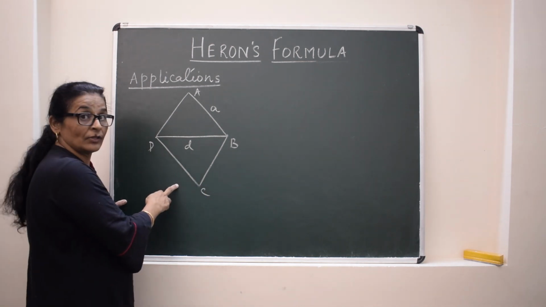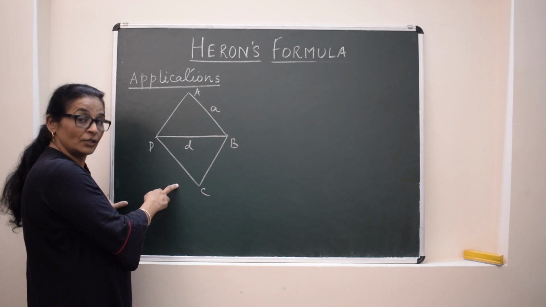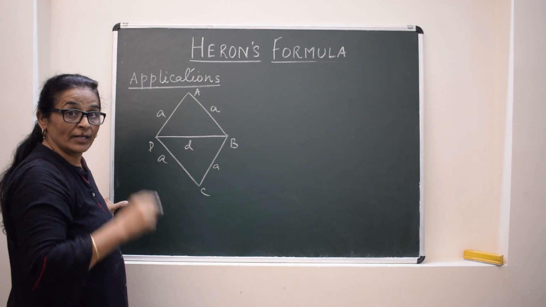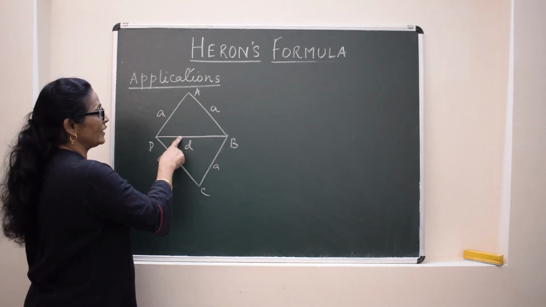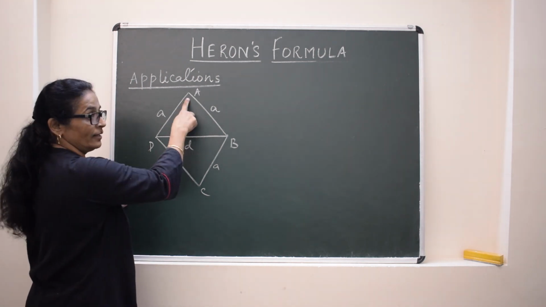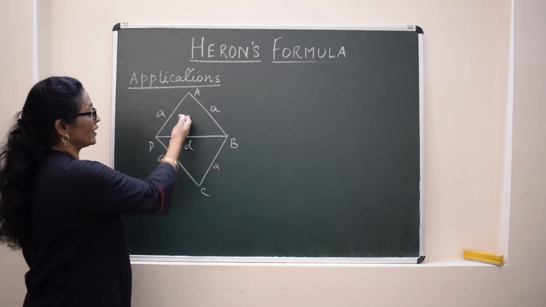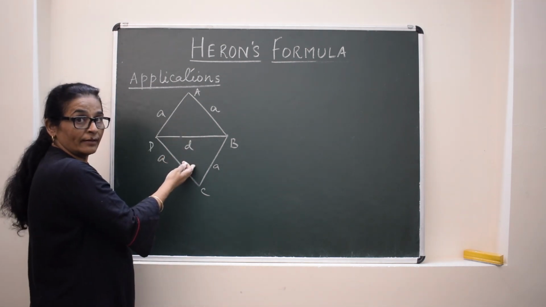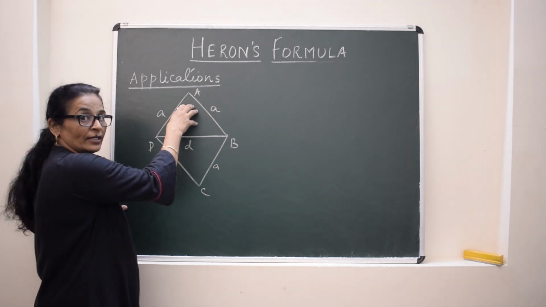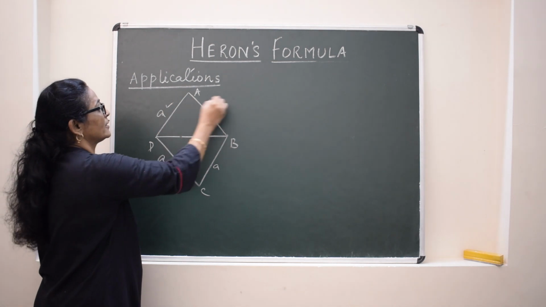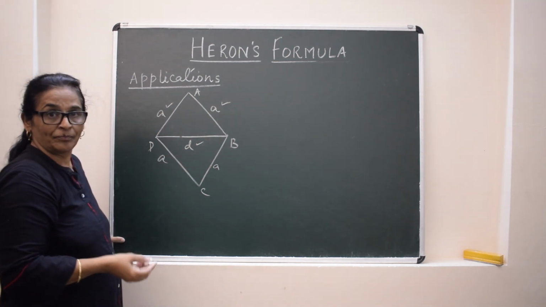This is a rhombus and we know the sides of a rhombus are equal. So all the sides will be a. And if one of the diagonals is given, we can find out the area of one triangle and multiply it by 2. This is the second property, that these two triangles will be equal in area. So one triangle we can find out and we'll multiply it. And how can we find out the area of this triangle? By taking the sides a and d.